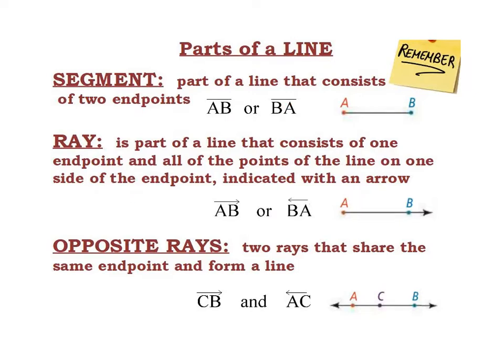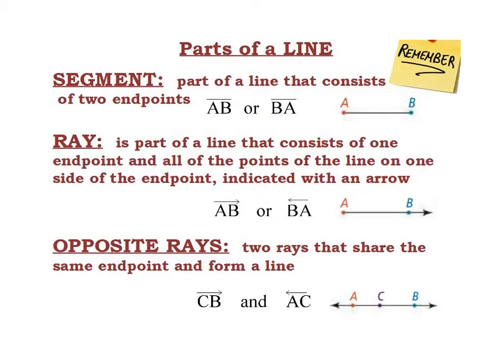A ray is a part of a line that consists of 1 endpoint, and then all the points on the line on one side of that endpoint, indicated with an arrow. So in this example, I've got A, and it is going towards B. You can see from the arrow, A is going towards B. A is the endpoint, and we're talking about all the points to the right of that. So that's this right here, A towards B. Now, I have this typo. Well, no, I'm sorry, this is not a typo. I did fix it. I had it different earlier. It's just written, do you see how it's backwards here?